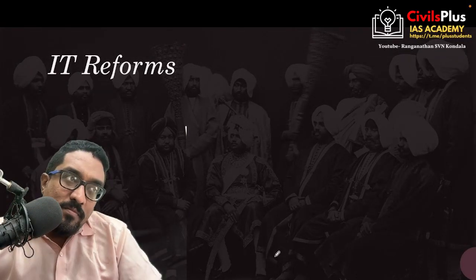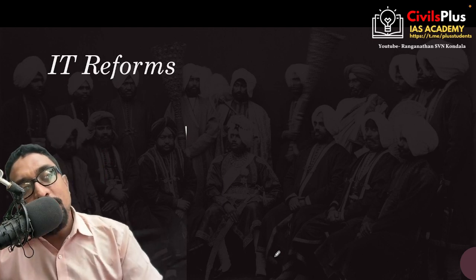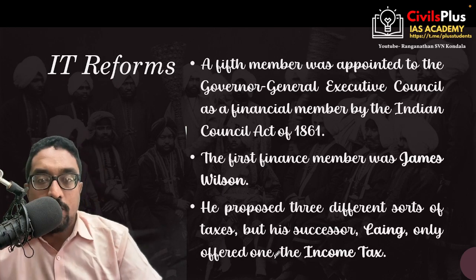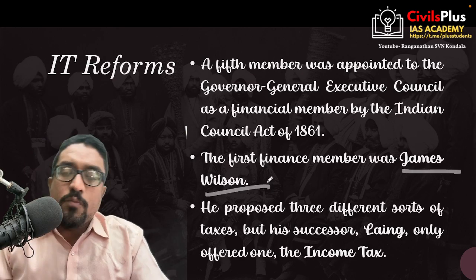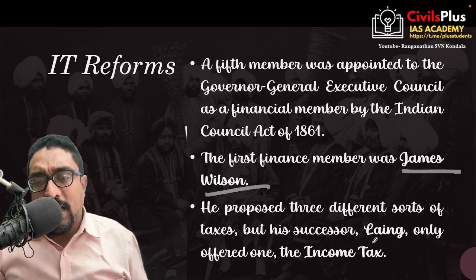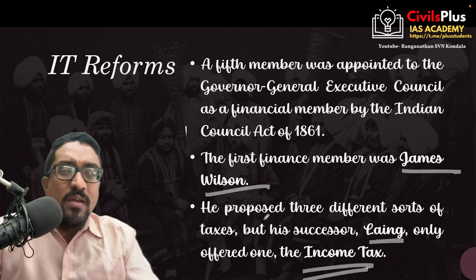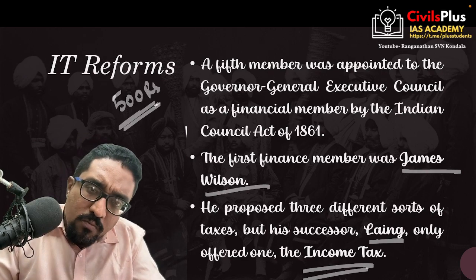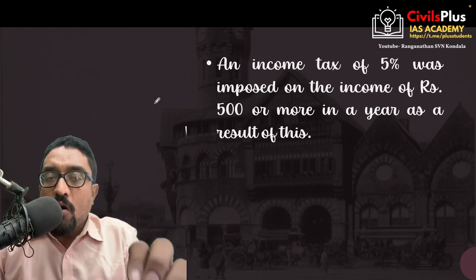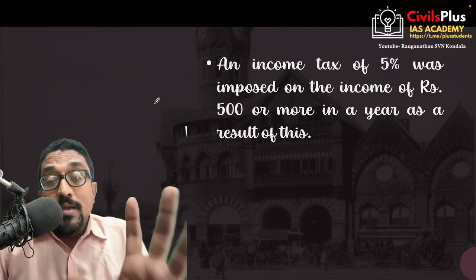An interesting reform of Lord Canning was the income tax reforms. In fact, the Canning period sees the entry of financial advisors into the Viceroy's Executive Council or Governor General's Council. The first financial member was James Wilson. He proposed many different types of taxes to improve revenues in India. However, his successor was a man called Laing. Laing only offered one tax, called the income tax. Anybody who earned 500 rupees or more was liable to pay income tax. An income tax of 5% was imposed on incomes of 500 or more in a year. As a result of the income tax, in fact, first time we see a proper income tax system.